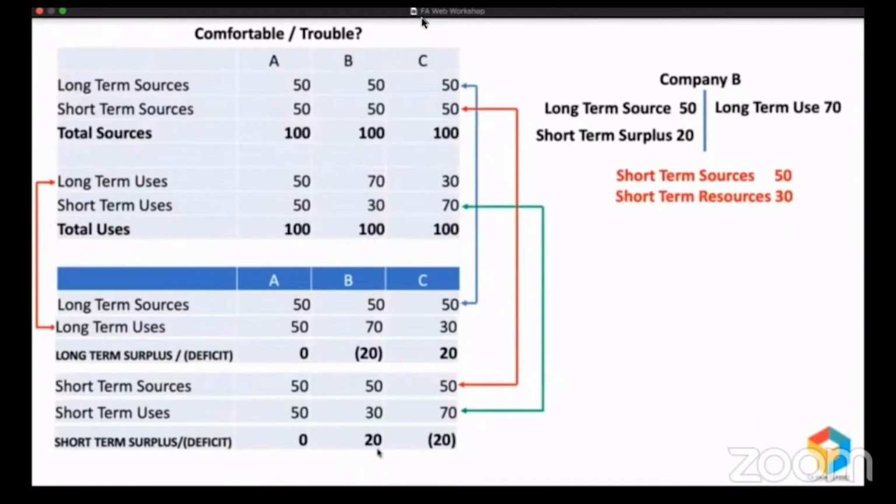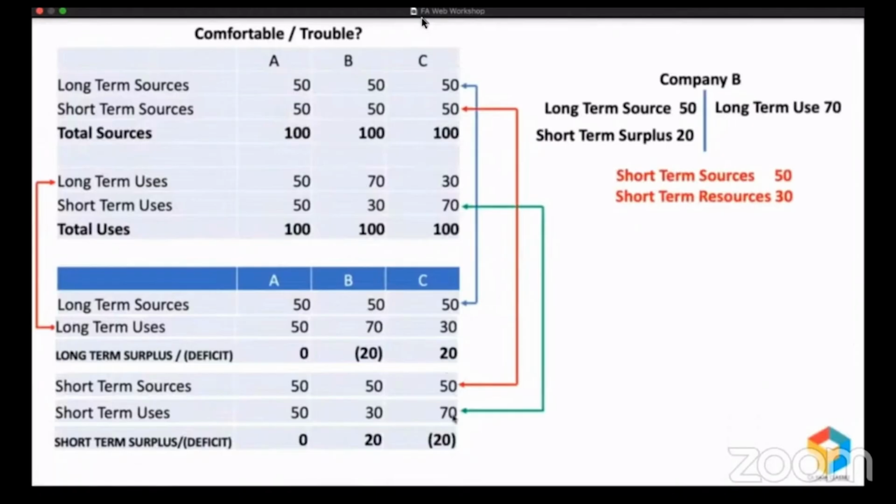But if you look at company C, they've raised 50 million long-term, they've spent only 30 million, so they had a surplus of 20 million. And that surplus of 20 million, along with the short-term fund of 50 million, has created a short-term use of 70 million. From the other side, within 1 year they are supposed to pay 50 million, and for paying that 50 million, what are the resources they have? 70 million. That's why we say company C is in a comfortable situation.